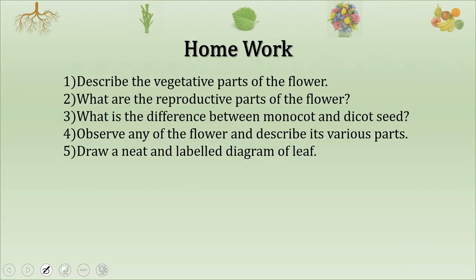Take a homework. First question, describe the vegetative parts of the flower. Second, what are the reproductive parts of the flower? Next is, what is the difference between monocot and dicot seed? Next is, observe any flower, whichever you like, and describe its various parts. And last question, draw a neat and labeled diagram of a leaf.